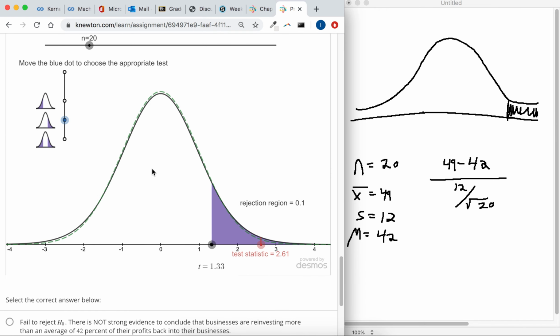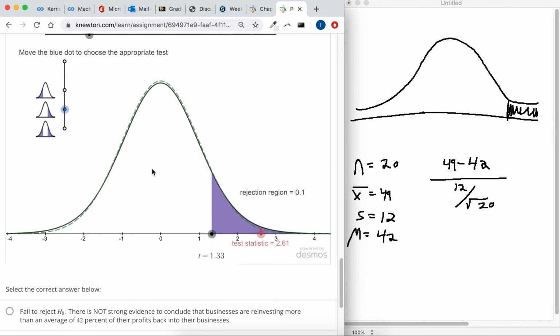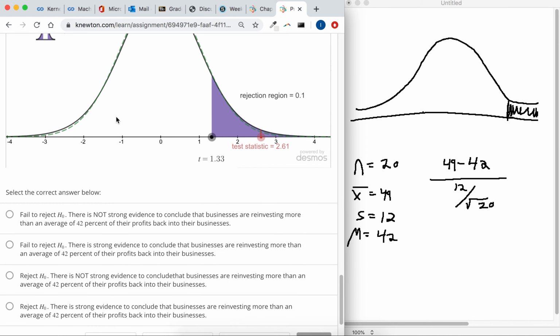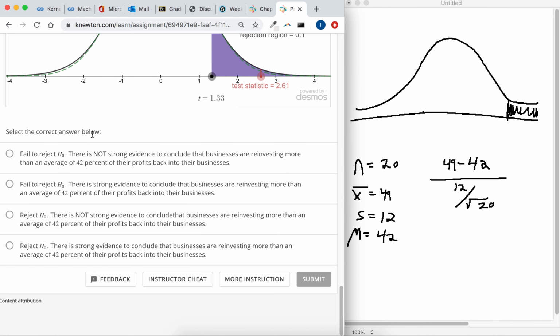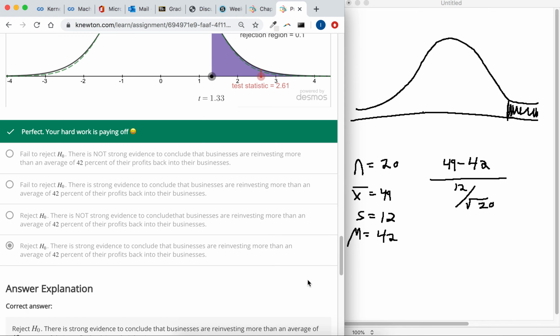I'm nervous about that n equals 20 thing. I hope it doesn't count as wrong just because we didn't get to the right 20. So we need to make a decision. We're going to reject the null hypothesis because our test statistic is in the rejection region. There is strong evidence. When you get to reject the null hypothesis, it means you have evidence for that alternative hypothesis.